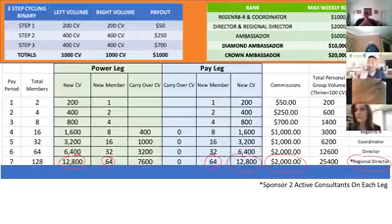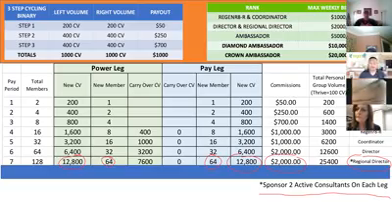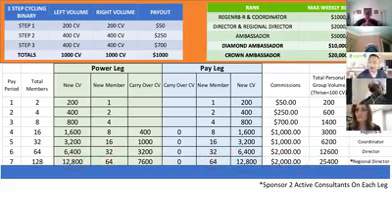Now, to be a regional director, there is one more qualification that you must meet. At this point, you must sponsor 2 active consultants on each leg. That means a total of 2 sponsored consultants, members, on each leg. So you already had 1 and 1. Just find another 1 and 1. With this volume, you now become a regional director. You made $6,000 in total income. So you've got $7,000 in total income.